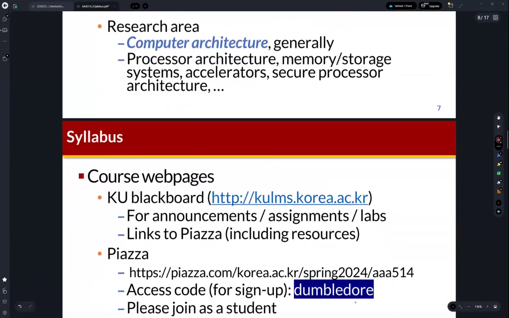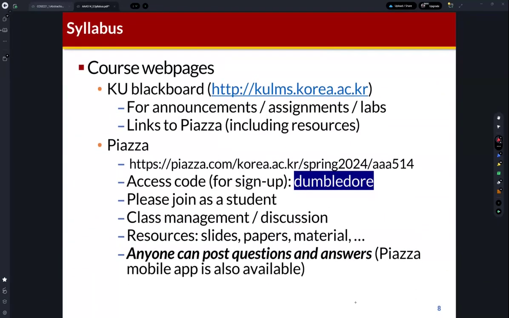Okay. And then I will use Blackboard for class management. I will post some announcements and assignments on Blackboard. Blackboard provides the links to Piazza, and I usually use Piazza for class management, not Blackboard. Blackboard is not convenient.